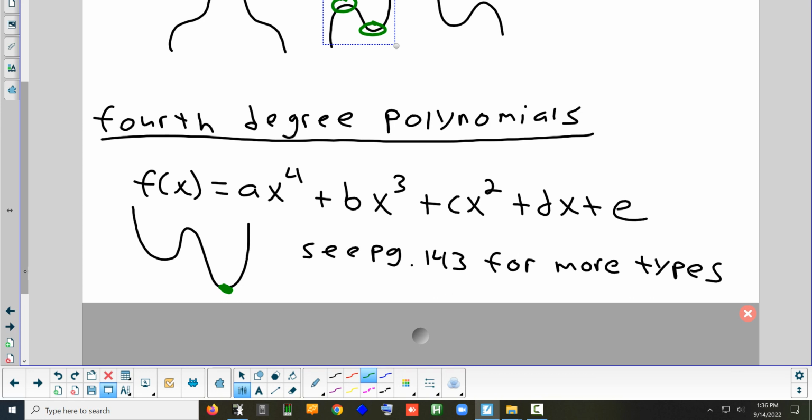Now, I'm not going to get into a 5th degree, but a 5th degree kind of looks like a 3rd degree, but it can take 1 more turn if it wants to. It could go like this. The important thing is 1 end goes down, 1 end will still go up in a 5th degree.